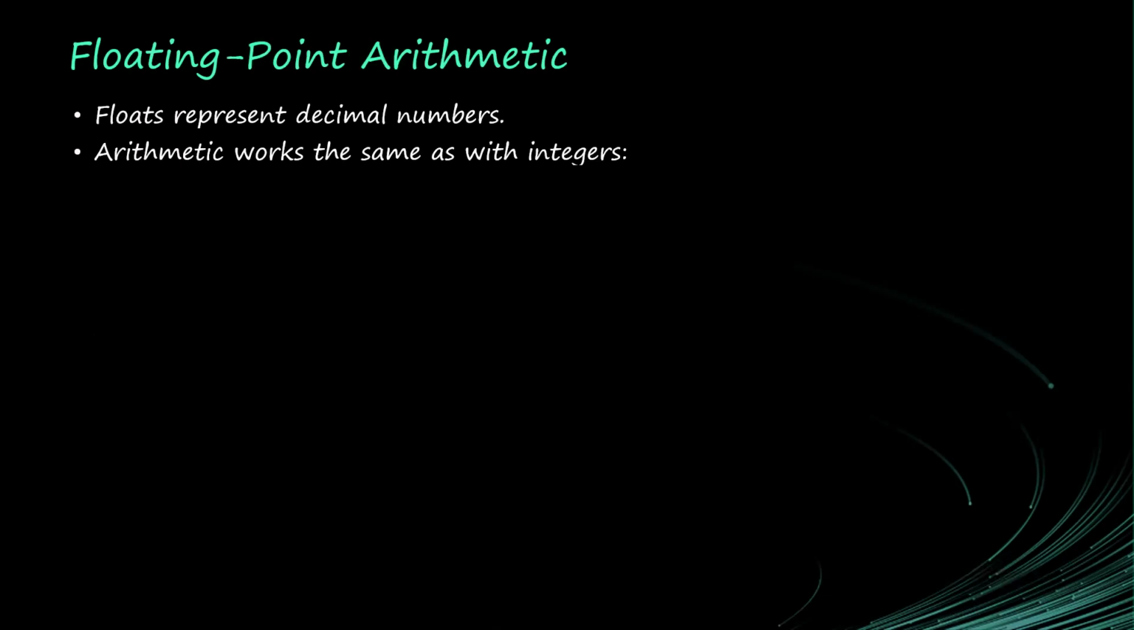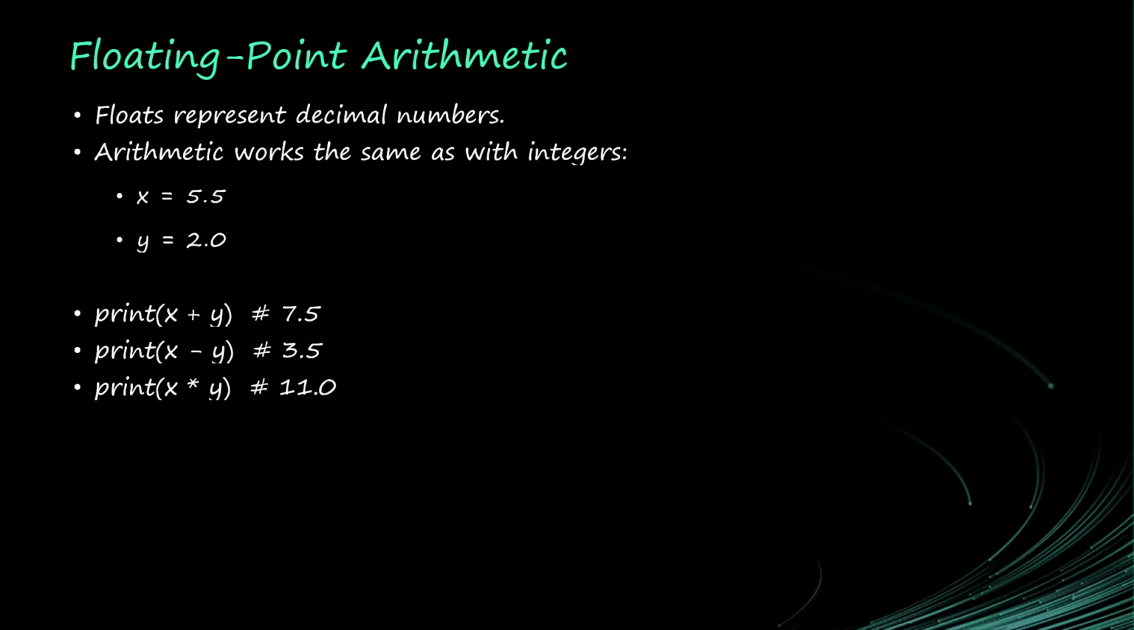We can also work with floating point arithmetic. Floats represent decimal numbers. Arithmetic works the same as with integers. So if x is 5.5, then 5.5 plus 2.0 will give you 7.5. Just play around with these things. Whether it's a negative number or a floating number, they will give you exactly what your mathematics will give you. 5.5 minus 2.0 gives you 3.5. 5.5 times 2.0 gives you 11.0.